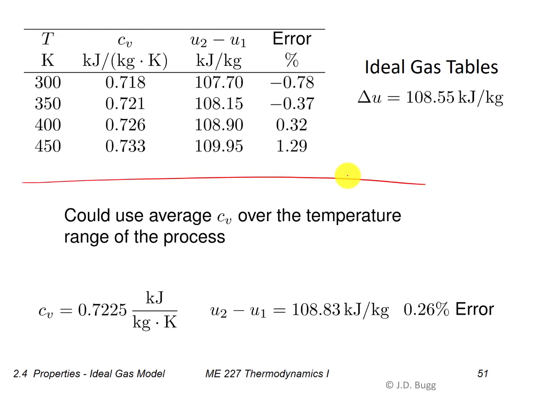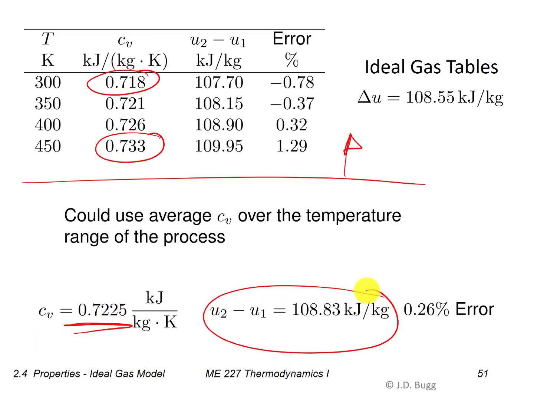This information we've already seen, just have it there for reference. So we could use an average CV over the temperature range. If you calculate an average CV, so take those two and average them, you get 0.7225. Use that to calculate delta U, and you get this, and that's about 0.26% high. So very, very close, about 0.25% away from the more accurate answer that we get from ideal gas tables. So any of these techniques using constant specific heats for these conditions really give quite acceptable answers.